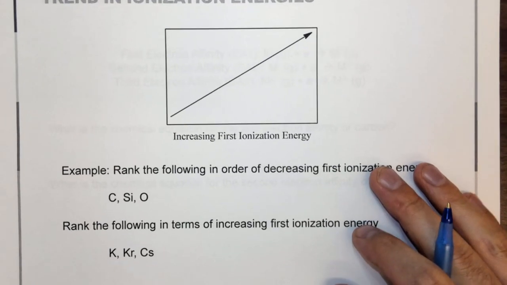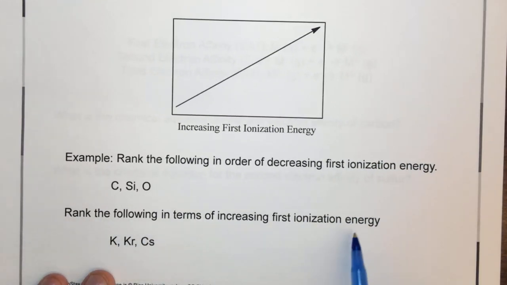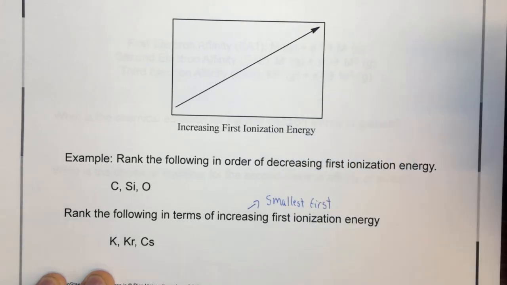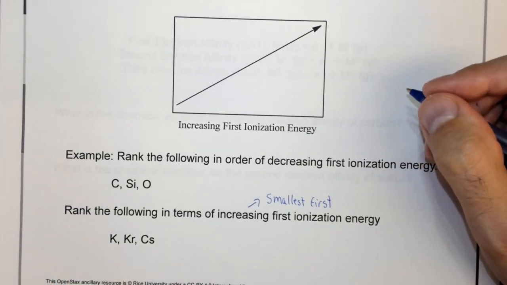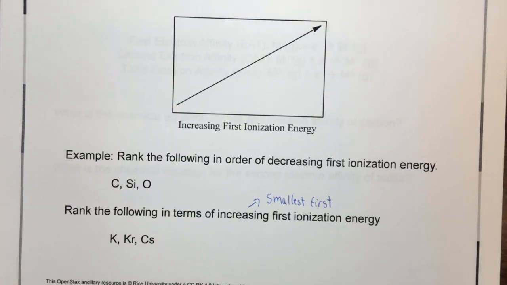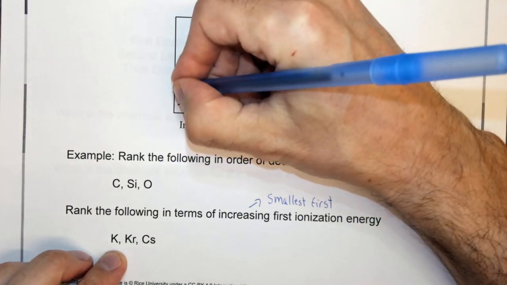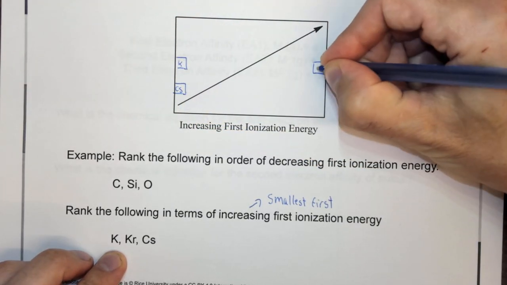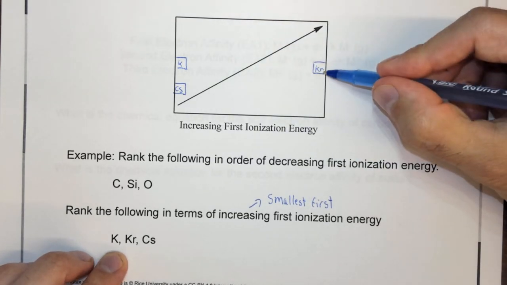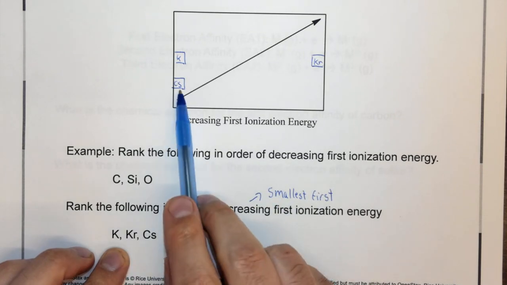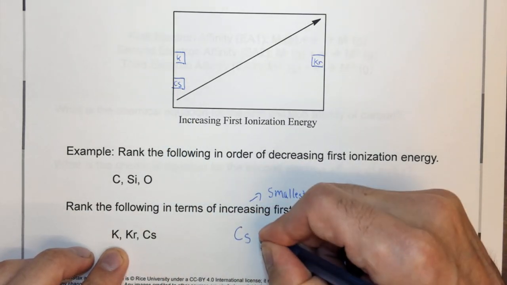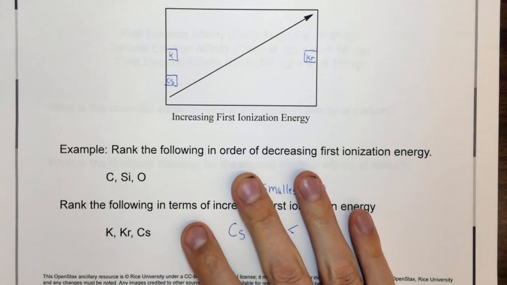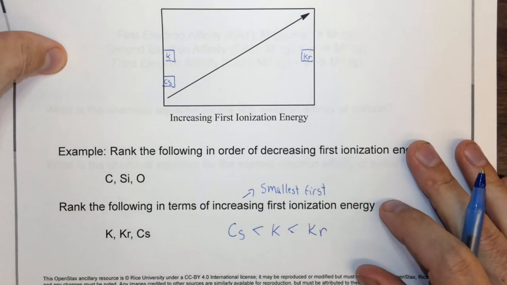I have another one of these to do the other one. We have rank the following in terms of increasing first ionization energy. So increasing means smallest first. Now I need to find the smallest one. Well, I need to find the atoms on the periodic table. So starting with cesium's about here, potassium's about here, and krypton is in the same period as potassium. It's just the noble gas. So now I want the one with the smallest first ionization energy first, the closest to the bottom left-hand corner. So cesium is less than potassium, is less than krypton. So this is the way that we can order things in terms of their first ionization energy.